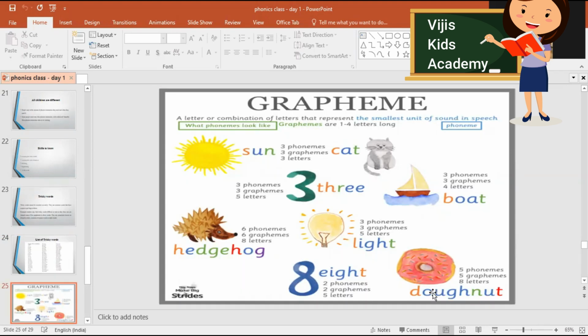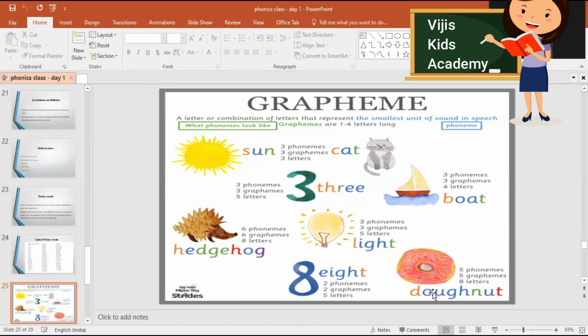Next, when we are moving on to the word three, in this word we have 5 letters, but it gives just 3 sounds. The phonemes are 3. Only 3 sounds are there. The graphemes are also 3, because the symbol representation of the sound is called a grapheme.